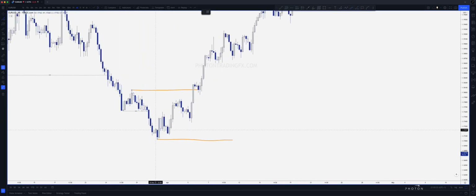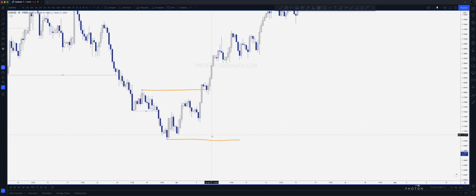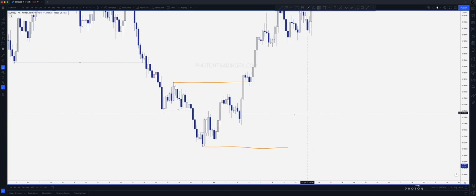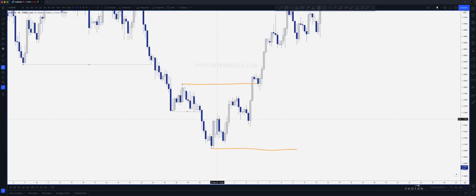It's quite subtle, but it is there, and this is really where you have to be paying attention to the details and really keeping your eye out on it. So let's zoom right in so we can see this. So then we get that change of character to the upside. We then pull back to form that internal higher high, and then that higher low. And then what do we get? We get another minor break of structure, right?